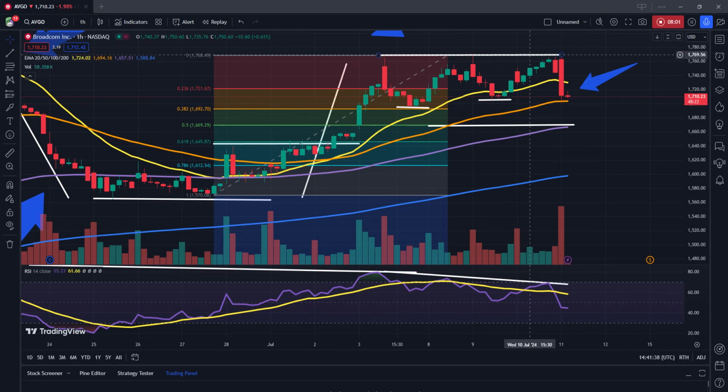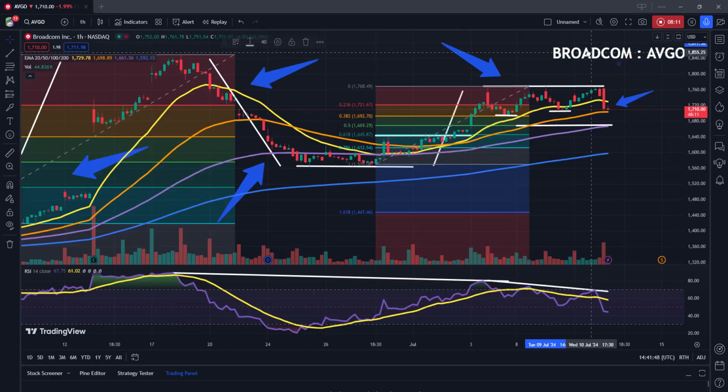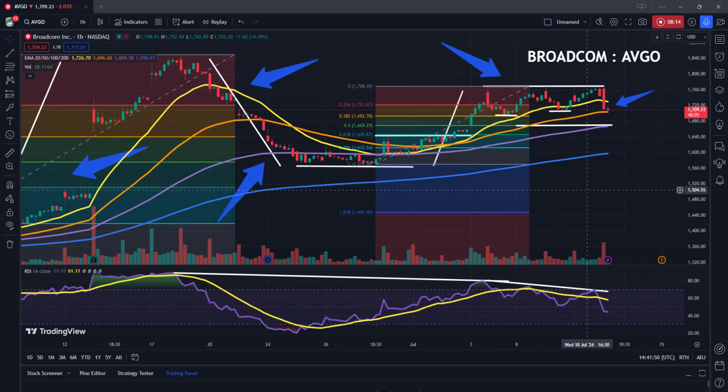And then to the top side at this point, we would need to see a break of 1770 in order to expect to see a resumption of the prior uptrend. So here's the current market analysis for Broadcom Incorporated, stock ticker AVGO.